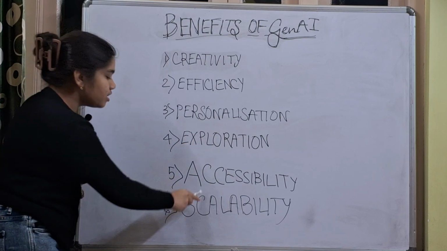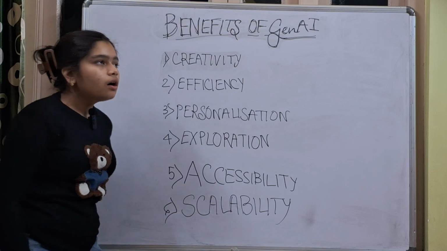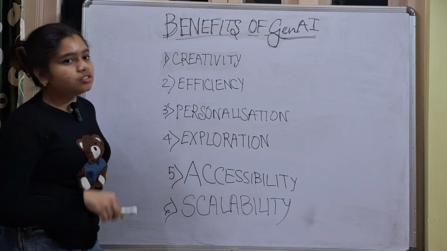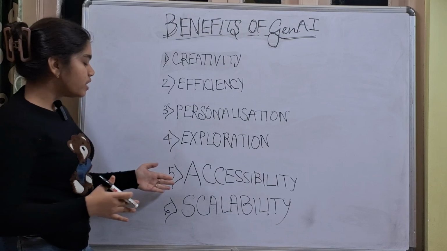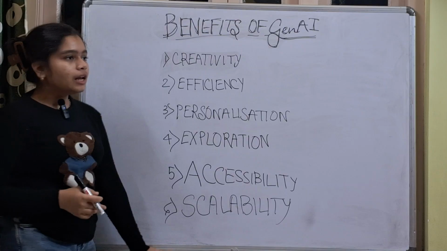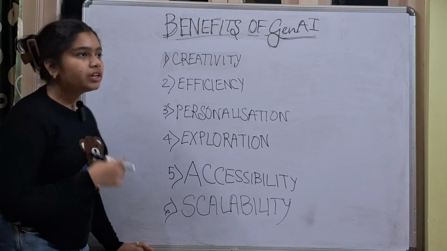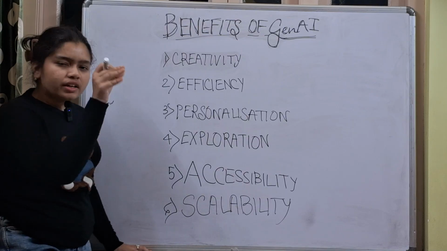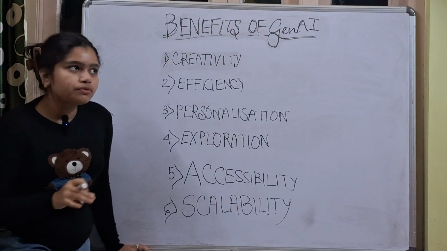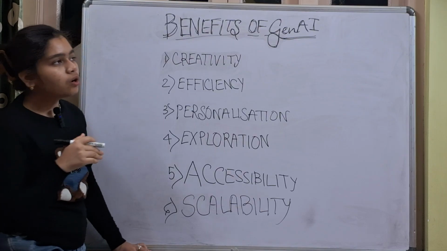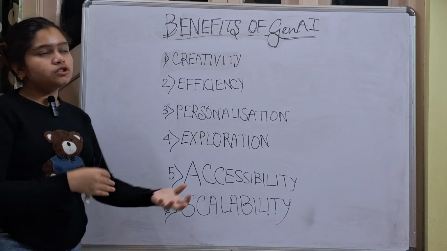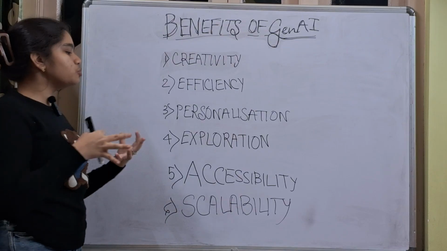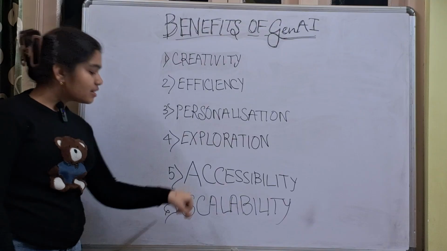Next is accessibility. That means generative AI is accessible to everyone, even those who do not have the tools. It helps them, it's very accessible. Like people with hearing disabilities, for them it is written in text form. The people who cannot see, for them there is text to speech, speech to text. All of these features are there which make it accessible.